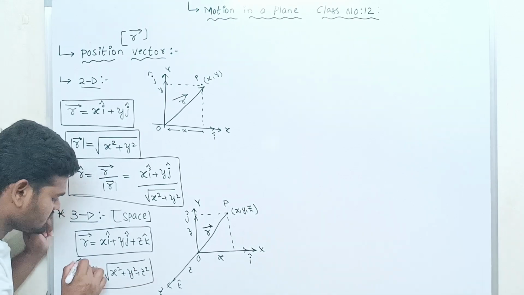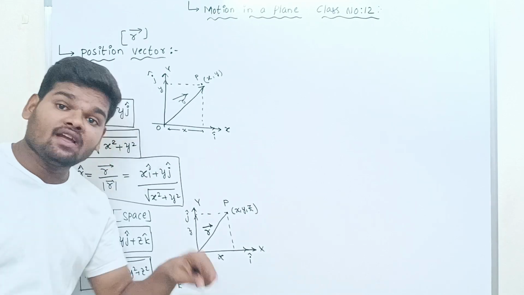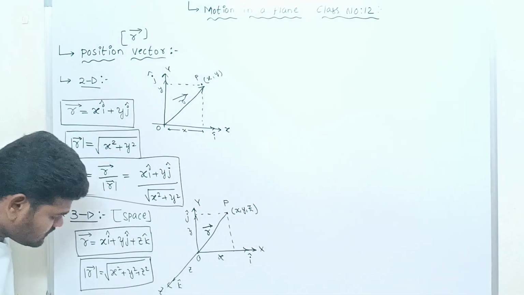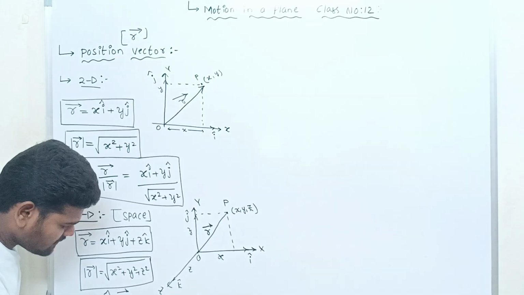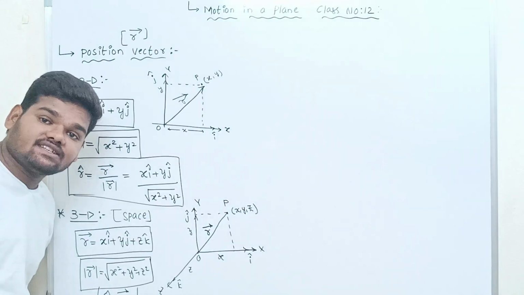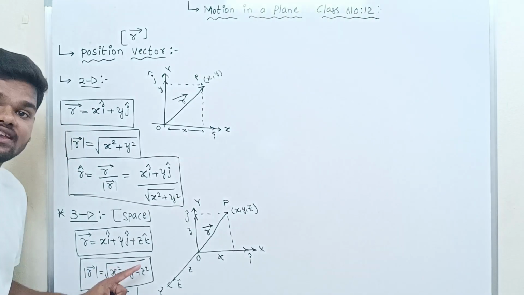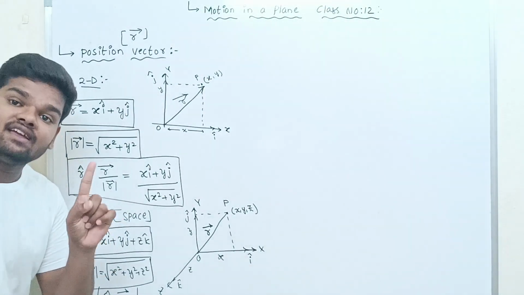So this is the magnitude of the position vector in the three-dimensional coordinate system. And if you want to find a unit vector, r cap is equal to vector r bar divided by the magnitude of r. So this equation gives the unit vector of a given vector in the three-dimensional coordinate system. Are you getting any doubts?